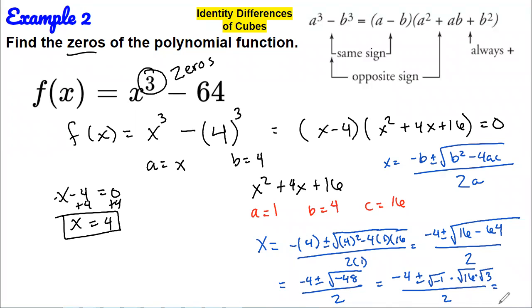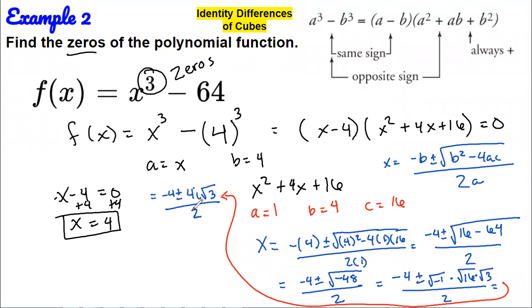equals, let me go ahead and bring it this way. I ran out of space, guys. Bring it up here. Continue to do our beautiful quadratic formula. Let's see, x equals negative 4 plus or minus square root of negative 1 would give me i. Square root of 16 gives me 4. And square root of 3 would give me 3. So I have 4i square roots of 3 all over 2.